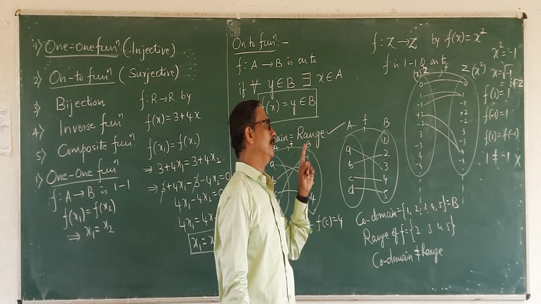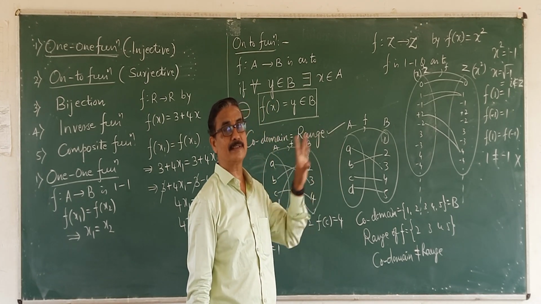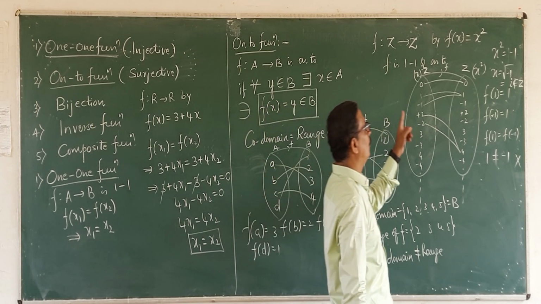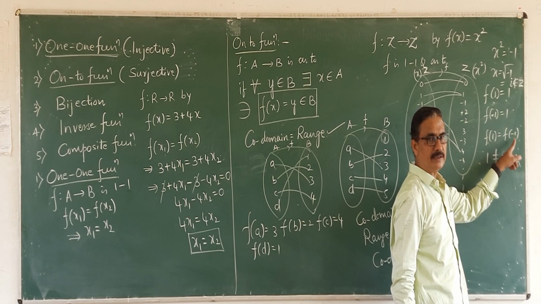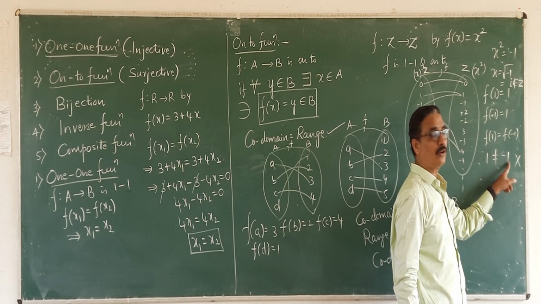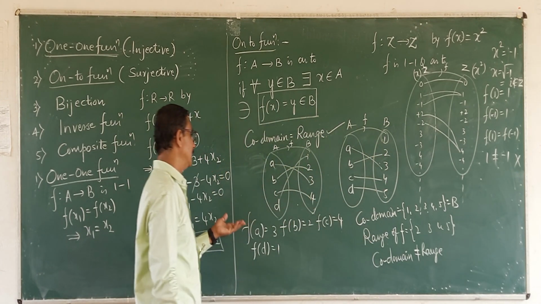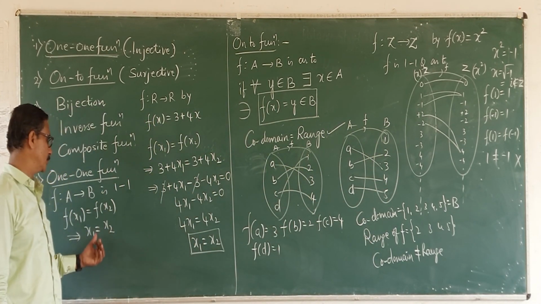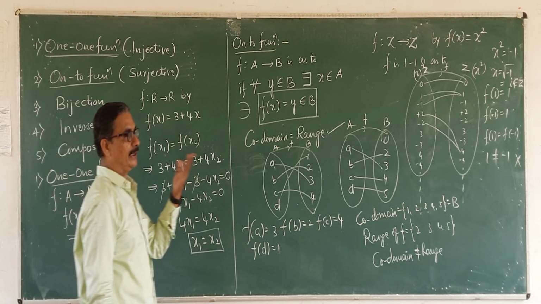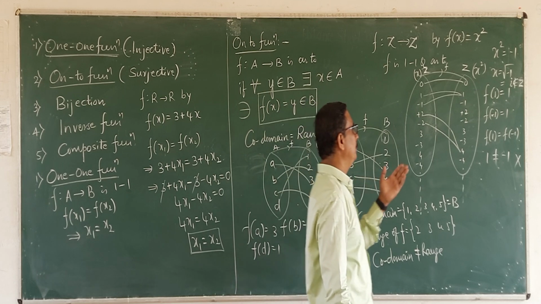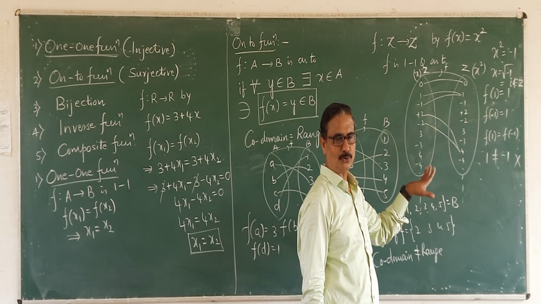Because different elements of a set do not have different images in the second set, because f of 1 is equal to 1, f of minus 1 is also 1, therefore f of 1 is equal to f of minus 1, but 1 is not equal to minus 1. In general, f of x1 equal to f of x2 does not imply x1 equal to x2. So it is not 1-1 and also not onto. Why is it not onto? Because codomain is not equal to range, therefore it is not an onto function.